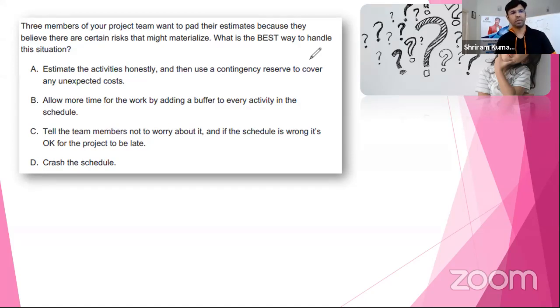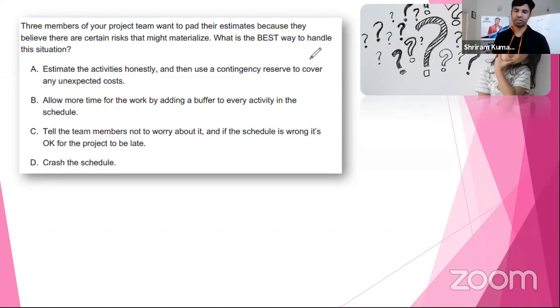In the question, what is one thing which makes you think that this is not right? There is one particular word which may not feel right. We would have learned this in our classes when you were with me in the PMP classes. There is a term called pad. The first sentence says pad their estimates. What is the other term we use in the market for pad? Did we call it a buffer? Yes, we have some extra time.